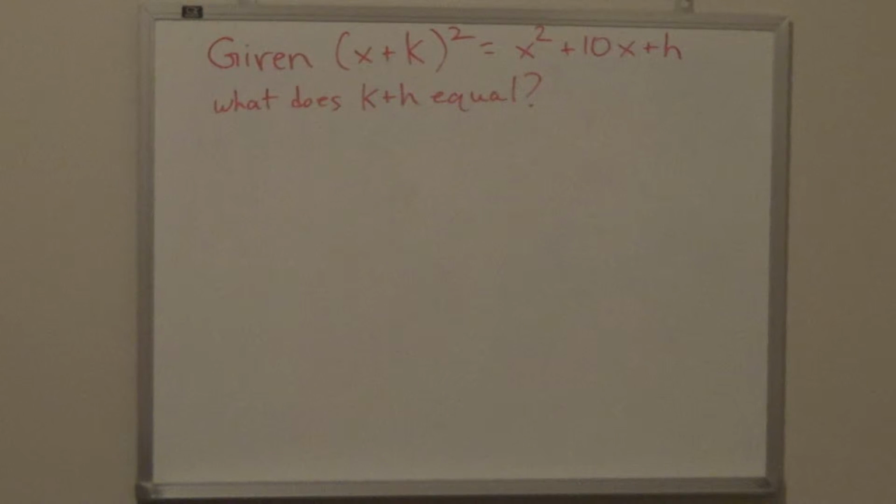And we're back with one here. Let's see what we got today. It says, given (x + k) squared is equal to x squared plus 10x plus h. The question asks us, what does k plus h equal?